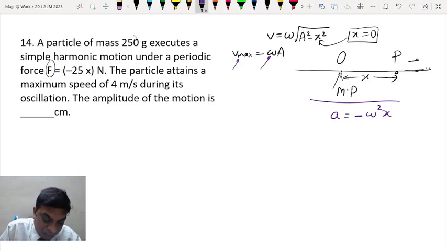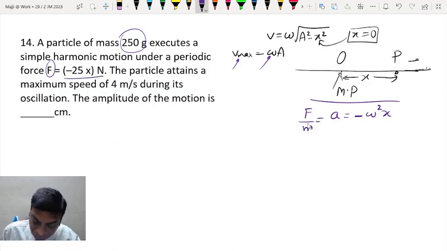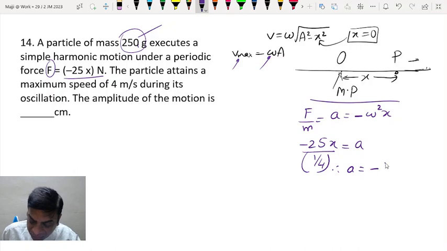Here force and mass are known to us, so we can find the acceleration as force by mass. Force is minus 25x and mass is 1 by 4th of a kg. Remember, gram has to be converted into kg. So we have a equal to minus 100x. Comparing these two, we can see omega square is 100, so omega will be 10.